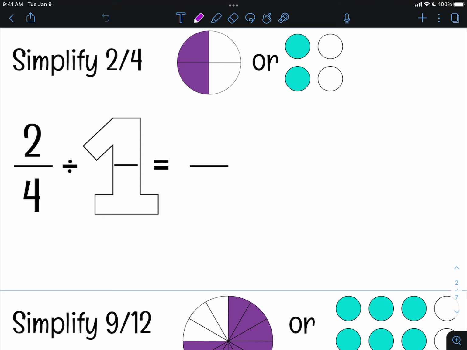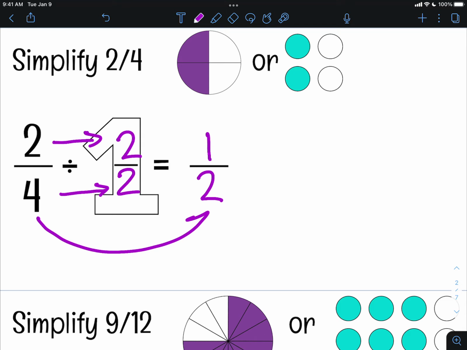So in the form of 1, we're going to instead have it be 2/2 or 2 halves. 2 divided by 2 is 1, but it can help us change what the fraction looks like. So if we look at the numerators, 2 divided by 2 is 1, and 4 divided by 2 is 2. So 2/4 is the same as 1/2.